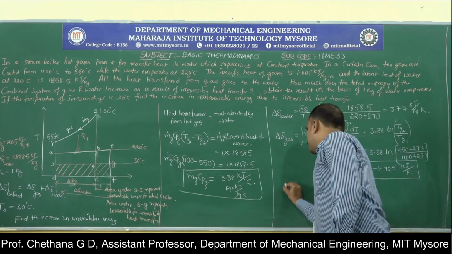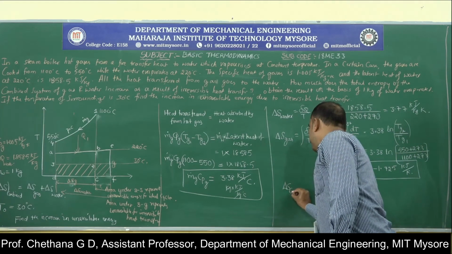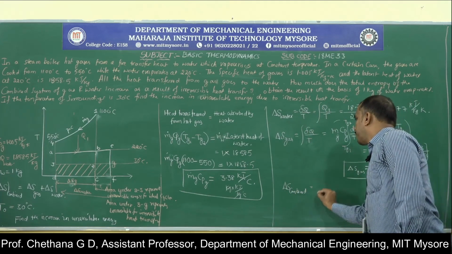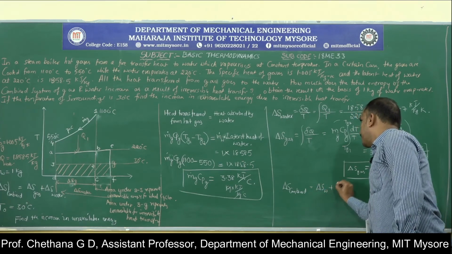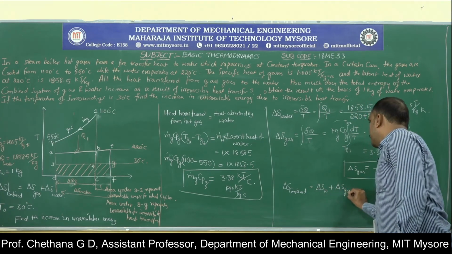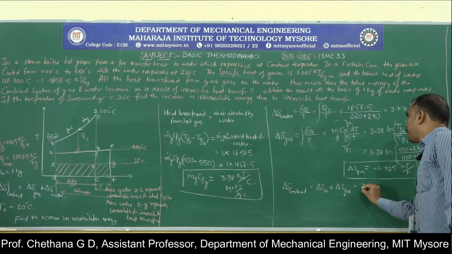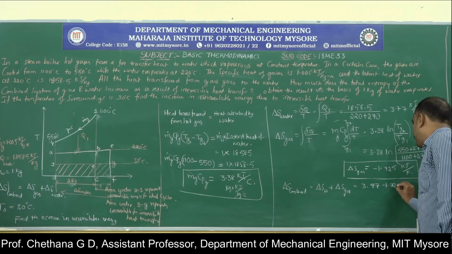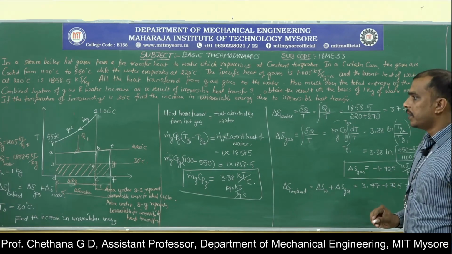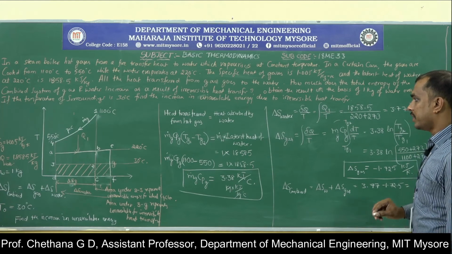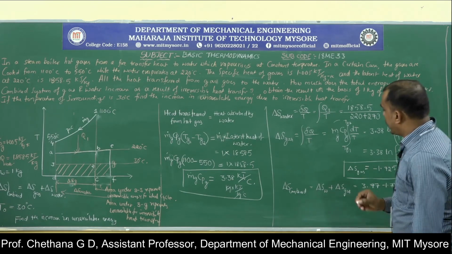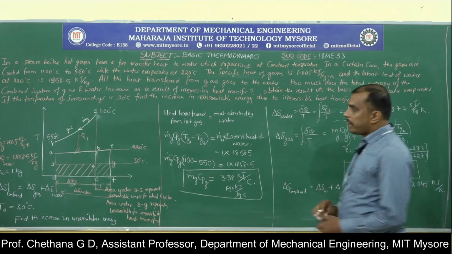Now what we are interested in is delta S combined. Okay, the change in entropy of the combined system will be delta S of water plus delta S of gas. Now this will be what? 3.77 minus 1.725, which will be equal to 2.045 kilojoule per Kelvin. So this is the change in entropy of the combined system.